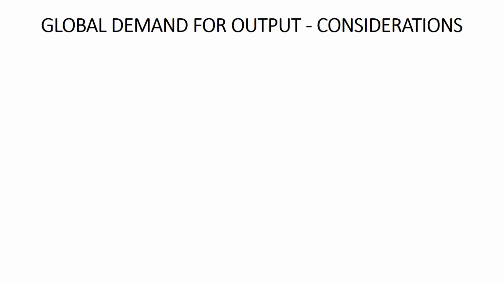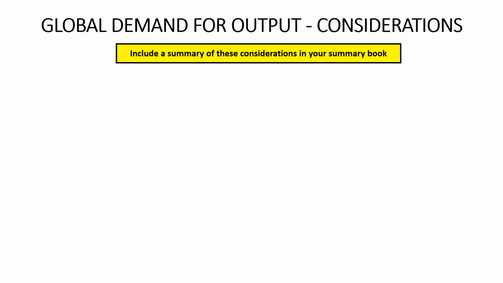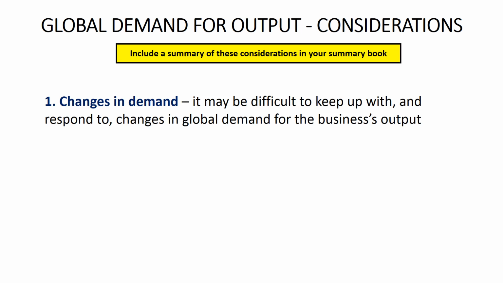There are a number of considerations that a business must take into account where it sells its output to customers overseas. Make sure that you include a summary of these considerations in your summary books. First, the business needs to keep track of changes in global demand for its products. Changes in global demand can be caused by changes in customer tastes and requirements and by competitors developing new products.